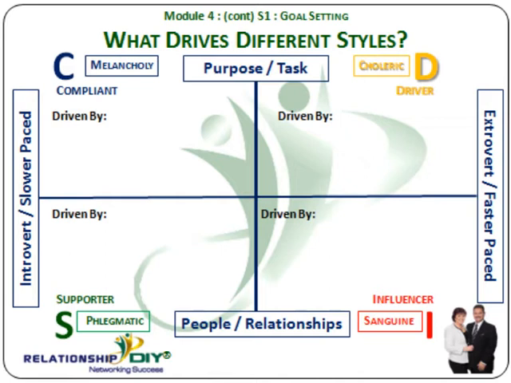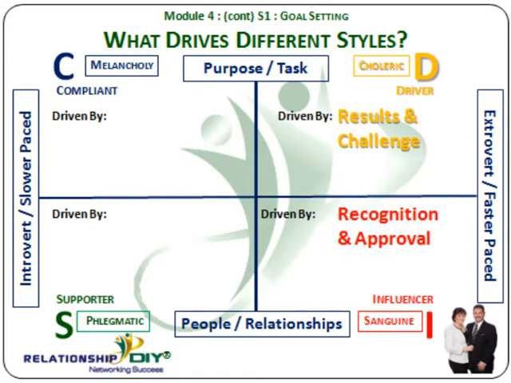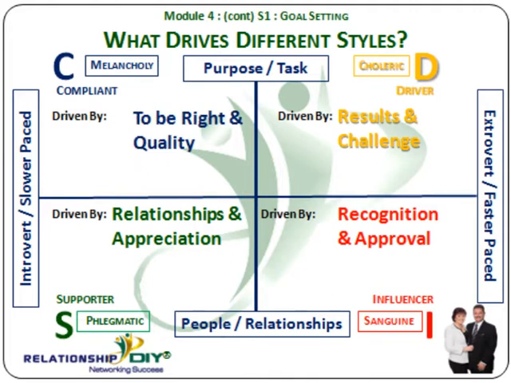So with the D, what are they driven by? Results and challenge. The I, recognition and approval. The S, relationship and appreciation. And the C's, to be right and quality. Let's repeat that starting at 1 o'clock. The D's, results and challenge, recognition and approval, relationship and appreciation, to be right and quality.